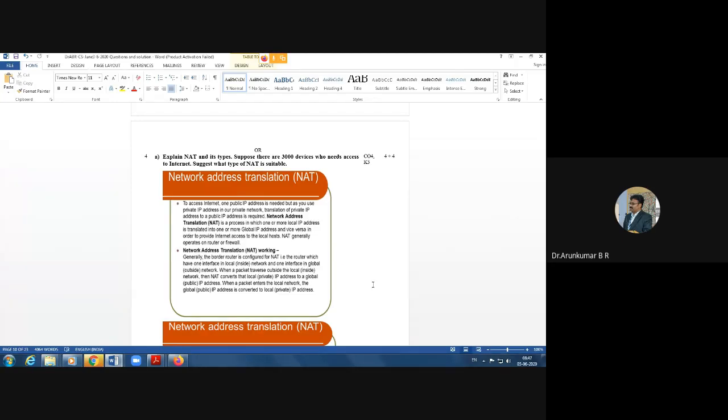and the reverse is also important, because when a packet from a public network wants to enter your private network, it needs the reverse of it, that is, mapping the global IP address to the private IP address. That's also important. In fact, both processes, converting from private IP address to public IP address and vice versa, are done by NAT, generally operating on routers or firewalls.